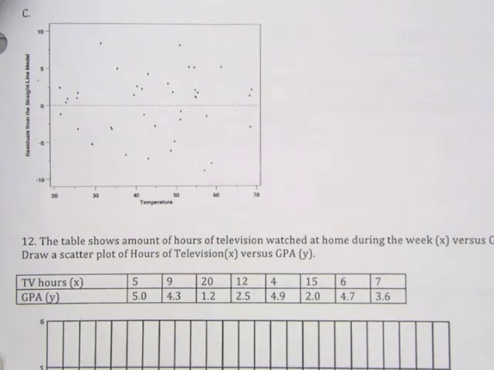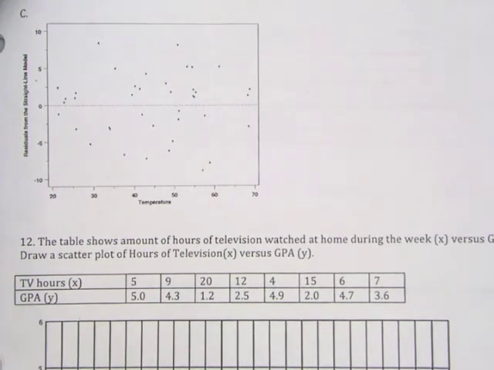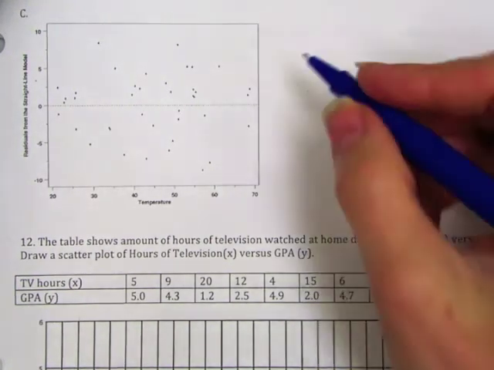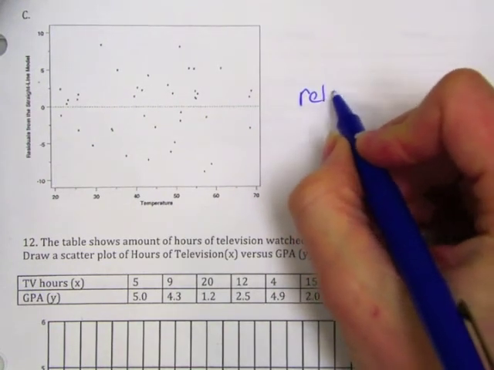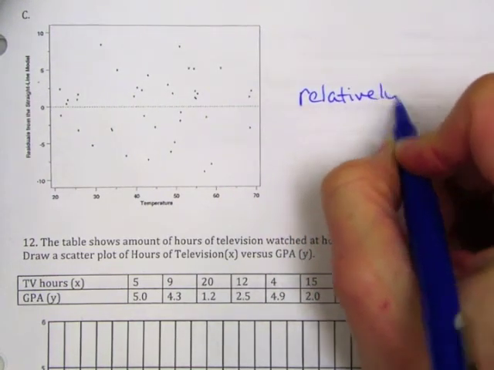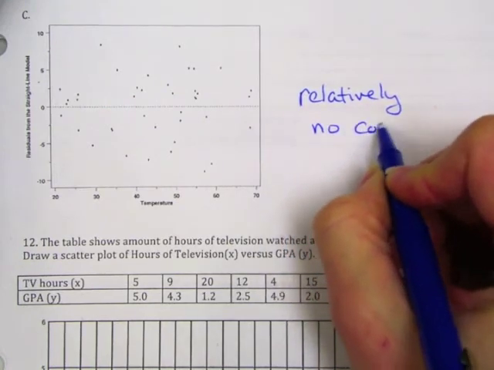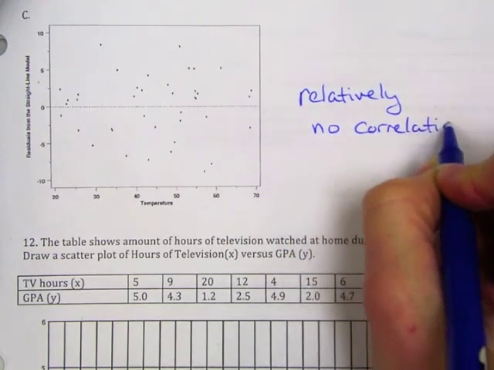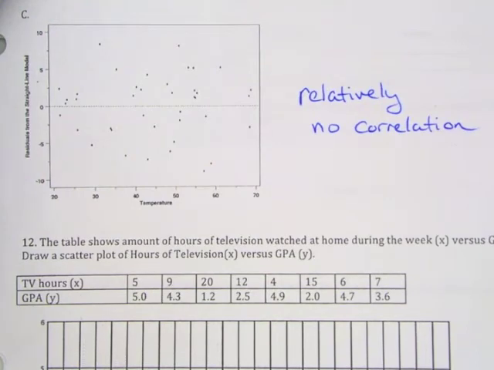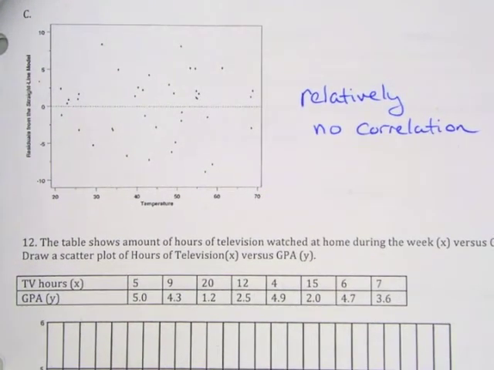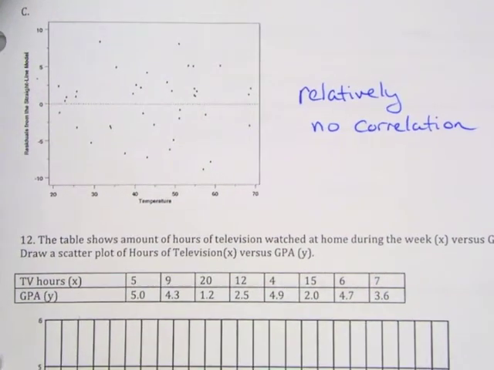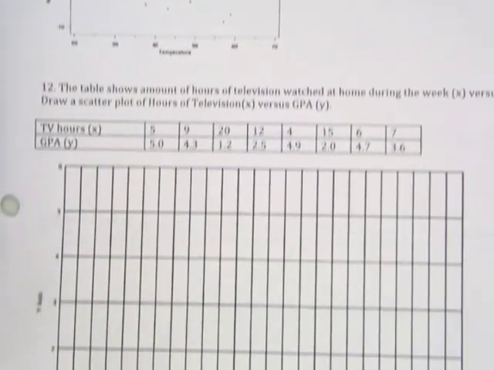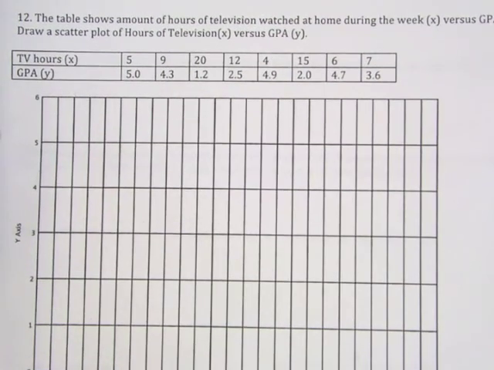All this data is all over the place. There's no way I could draw a line that roughly estimates this data. Here's a situation where I have relatively no correlation. So what we're looking for in this extension is, one, just to understand the idea of positive and negative correlation, and then how that compares with a situation where there's no correlation. And then we're also going to be looking at making our own scatter plot and then determining that same piece.